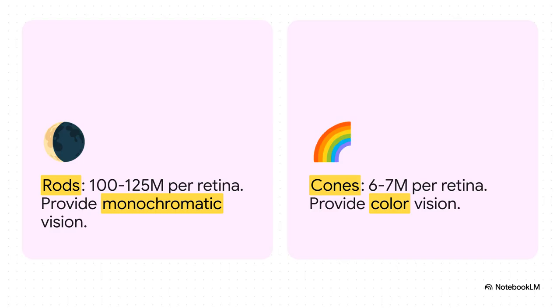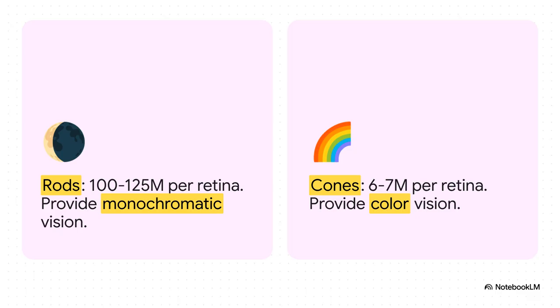You've got about 100 to 125 million rods per retina, and these are responsible for monochromatic low-light vision. Conversely, you only have 6 to 7 million cones, which are highly concentrated in the macula for color and sharp acuity. But why do we need so many more rods?